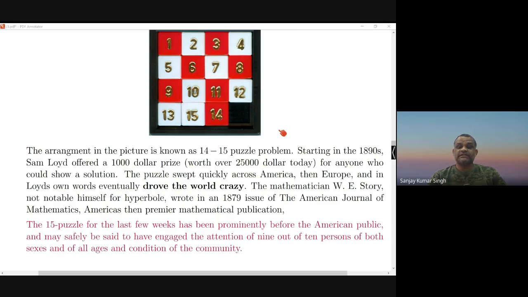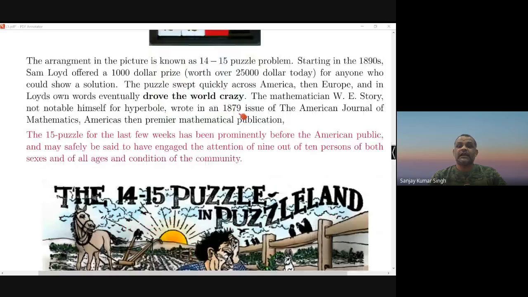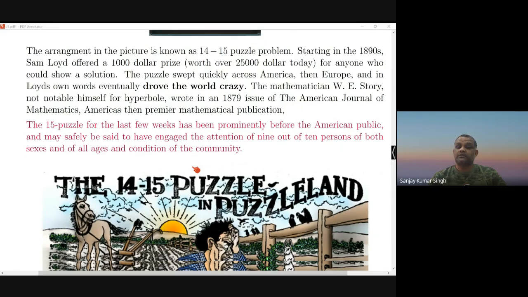And you can see the interest like that. In 1879, in a paper published in the American Journal of Mathematics, a very reputed journal, he wrote: the 15 puzzle for the last few weeks has been prominently before the American public and may safely be said to have engaged the attention of 9 out of 10 persons of both sexes and all ages and conditions of the community.